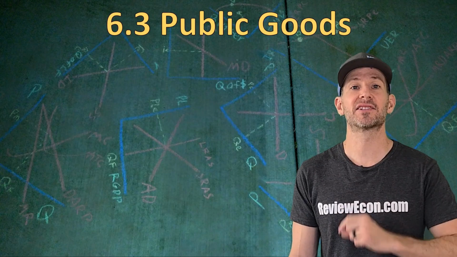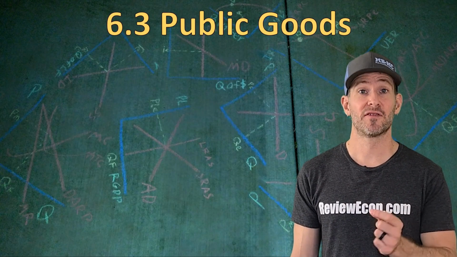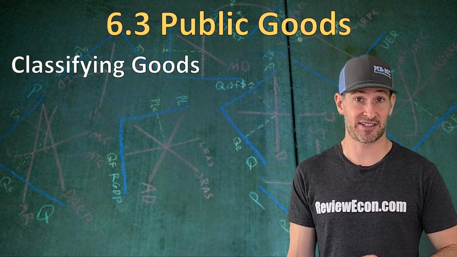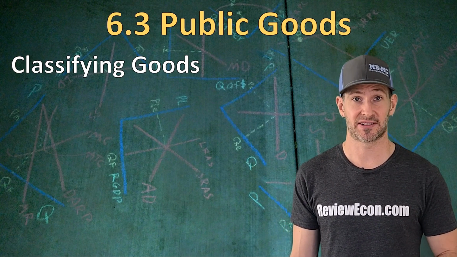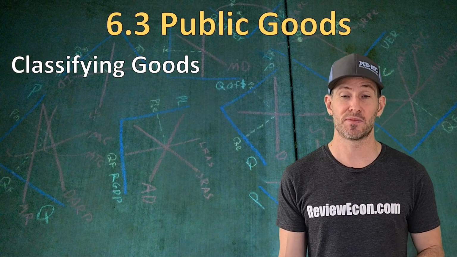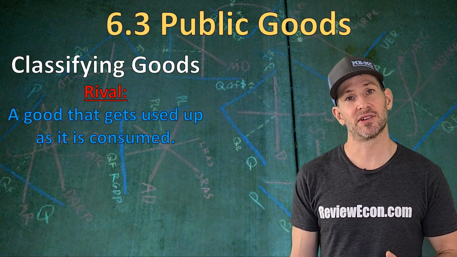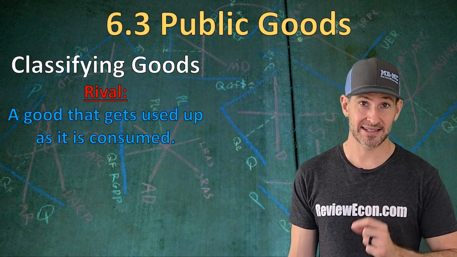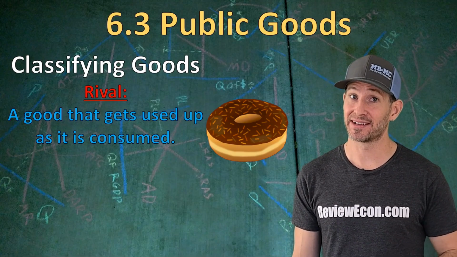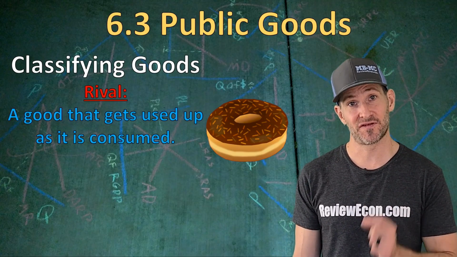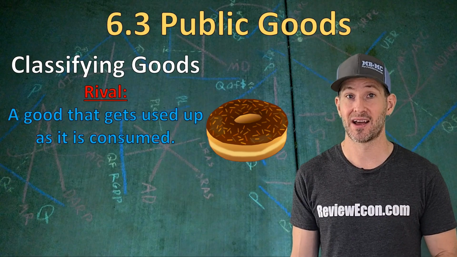The next topic we're going to look at is public goods. First, we're going to learn how to classify different types of goods. And the first aspect is whether or not we can have shared consumption. Rival is a term you need to know. Rival goods are types of goods that are reduced in quantity as they are consumed. A donut is a good example of that. As I eat donuts, there are less donuts available for future consumers of those donuts.